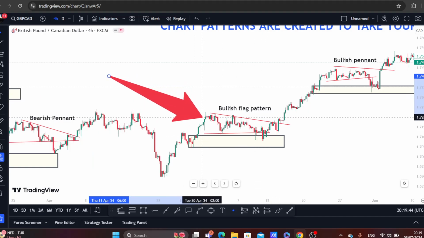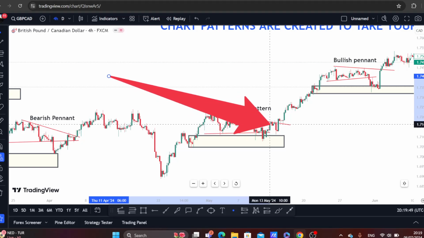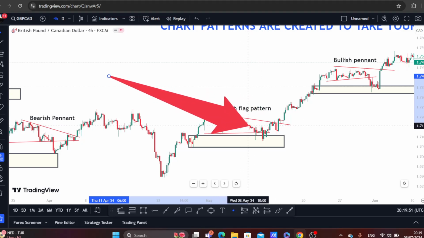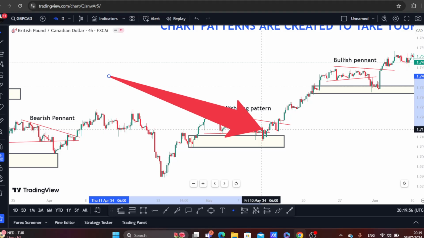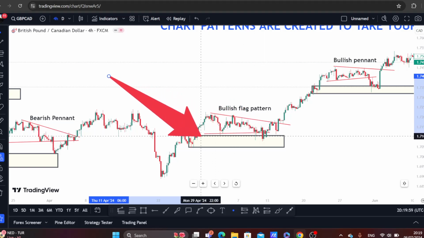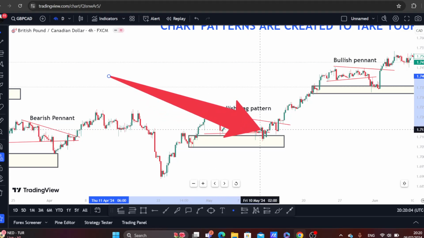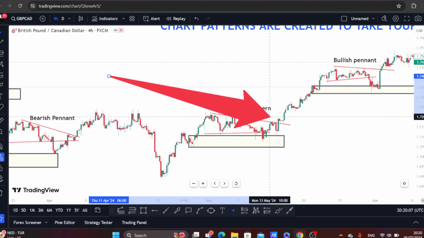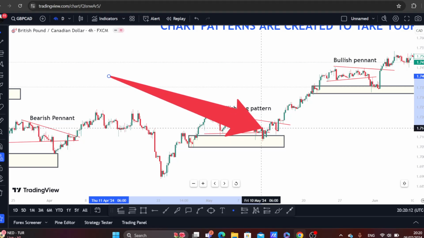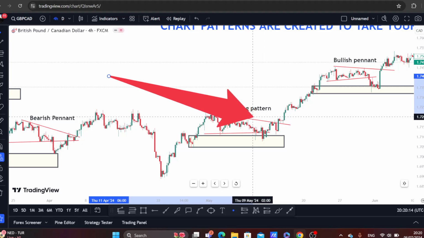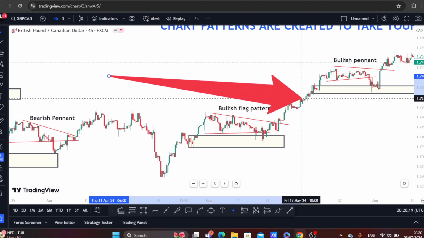So we had the level created, the pattern created. Then we broke out with this big bearish candle into the demand zone. And what happens? The price moved back up. If you've gone short at the breakout, where is your stop going to be? Above the level of the chart pattern, right? What happened? It took you out.